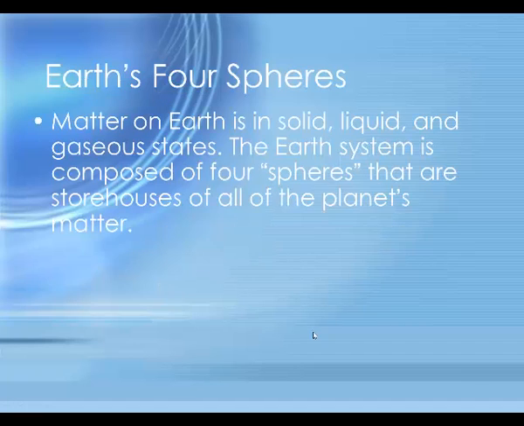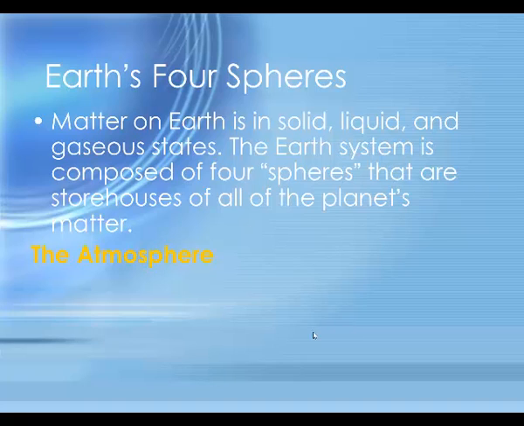The four spheres of our planet. Matter on Earth is in solid, liquid, and gaseous states. We've talked a great deal about this in the past. The Earth system is composed of four spheres. Those four spheres are storehouses for all of the matter and also the energy on our planet.